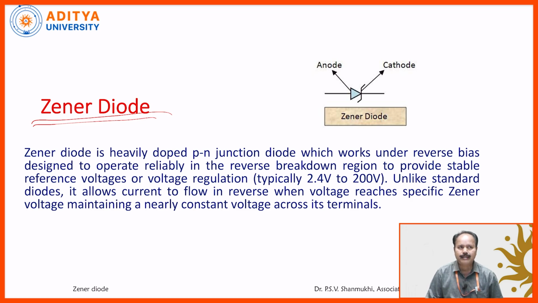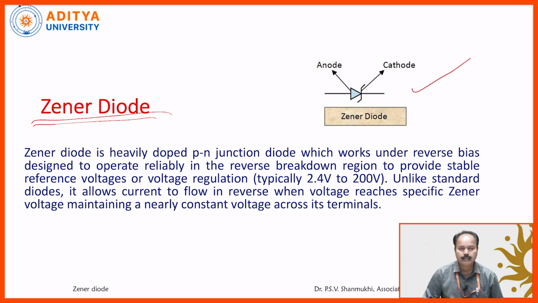Unlike standard diodes, it allows current to flow under reverse bias once a specific Zener voltage is reached, maintaining a nearly constant voltage across its terminals. When we want to maintain a constant voltage in a circuit, we generally prefer a Zener diode. At the breakdown voltage, the voltage stays constant even though the current rises sharply. Once again, a Zener diode is a heavily doped p-n junction diode. It works under reverse bias, and under forward bias it works just like an ordinary p-n junction diode.